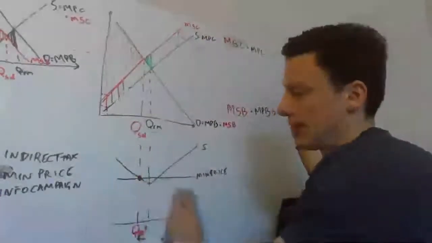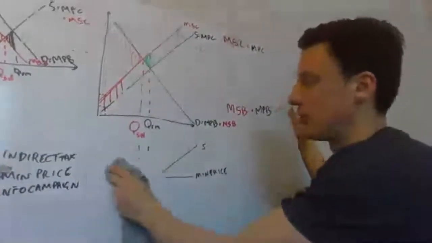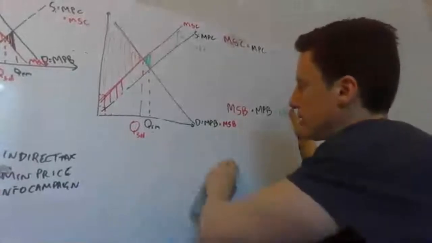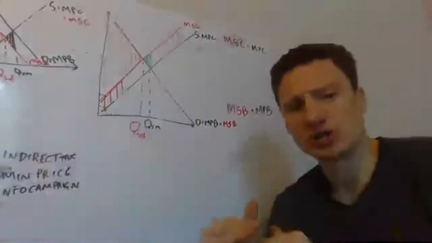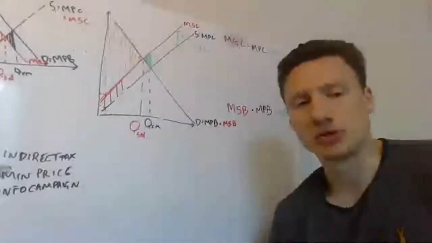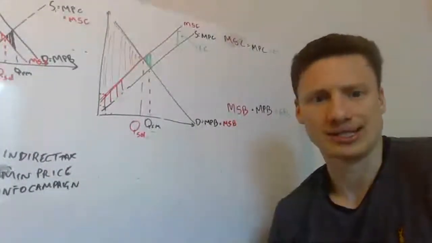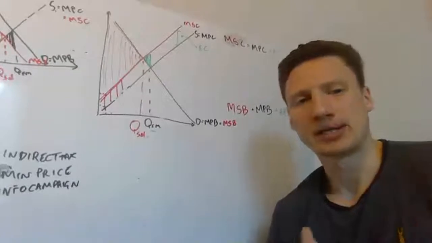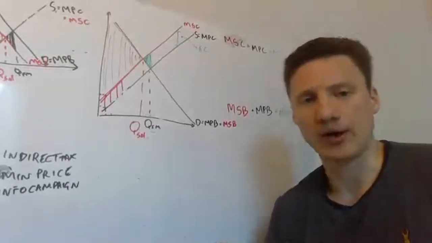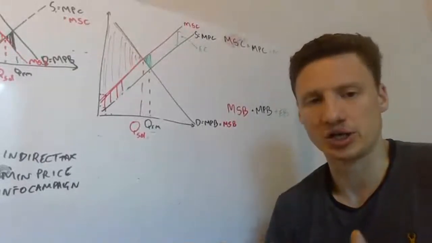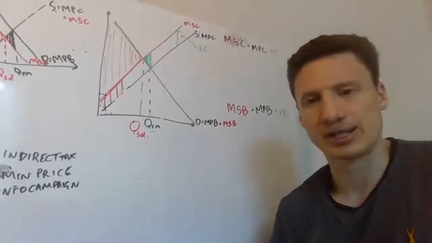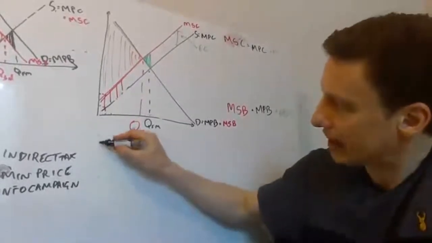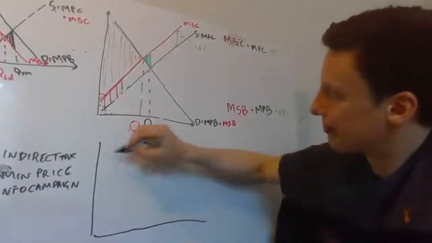You could also talk about the formation of a black market, in which people who are willing to pay just under the minimum price and producers who are willing to produce and sell at under the minimum price might get together on an informal market away from government regulation and buy and sell. And that happens quite frequently with things like cigarettes and alcohol. Finally, then, information campaigns.